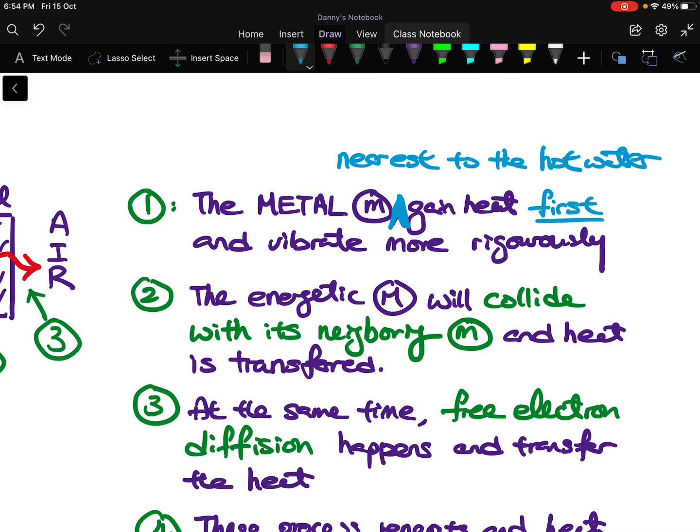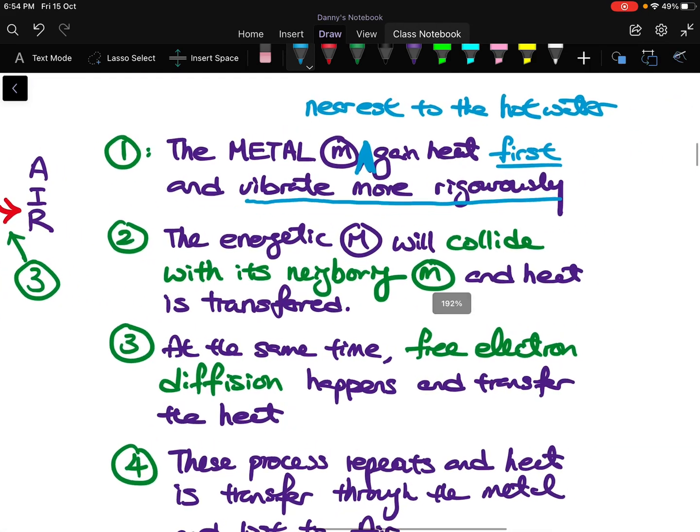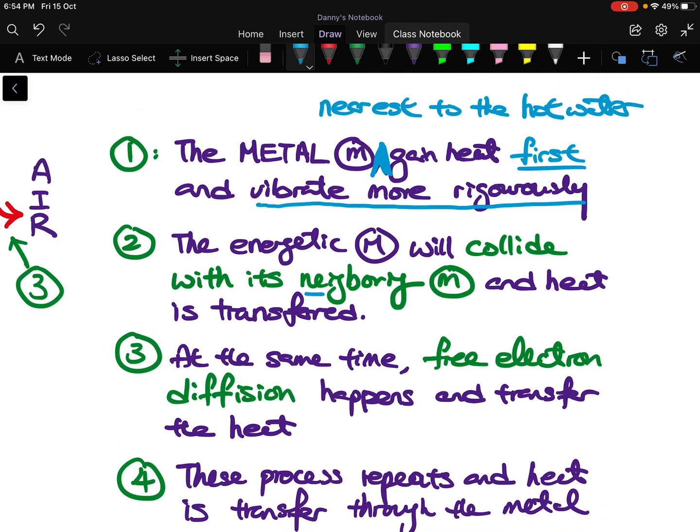Okay, so the metal molecule nearest to the hot water will gain heat first, and then you need to tell me what will happen next, that it will vibrate more vigorously. Then in part 2, you need to talk about what happens next. You need to tell me that this energetic molecule will collide with its neighboring molecule. It is not just any other molecule. Some of you forget this very important adjective, neighboring. You need to have that, okay?